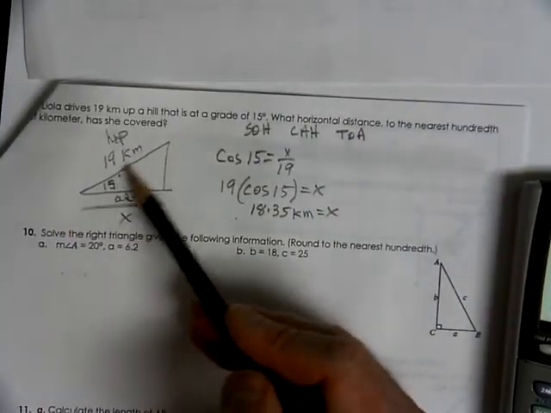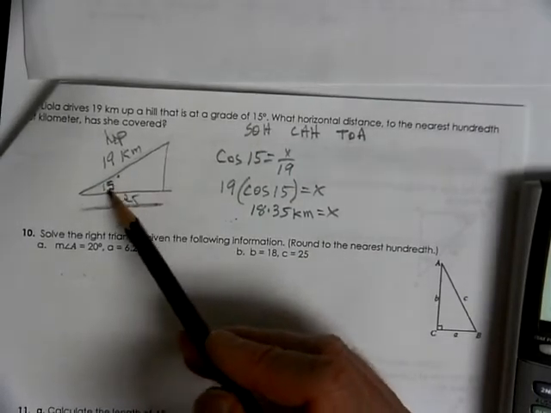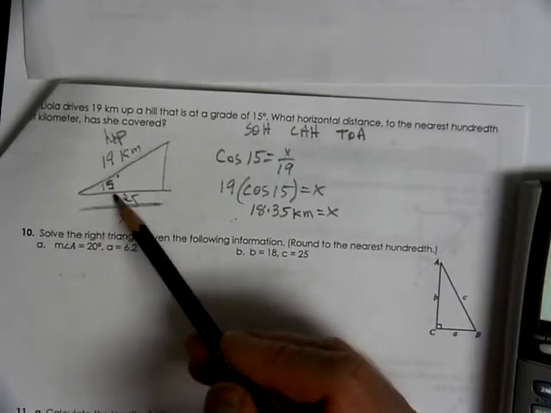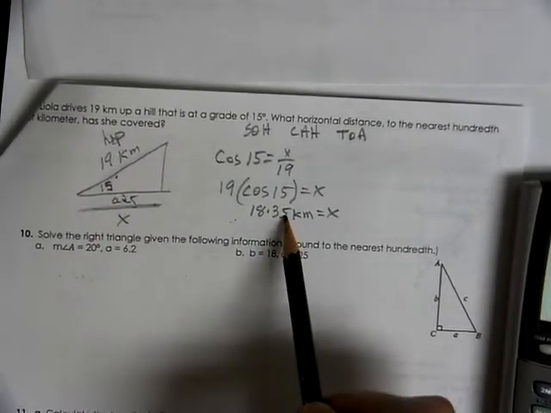So at 15 degrees, that's not very steep. I have it drawn much steeper than it probably is in reality. So 18 still has to be less than the hypotenuse, so that makes sense.